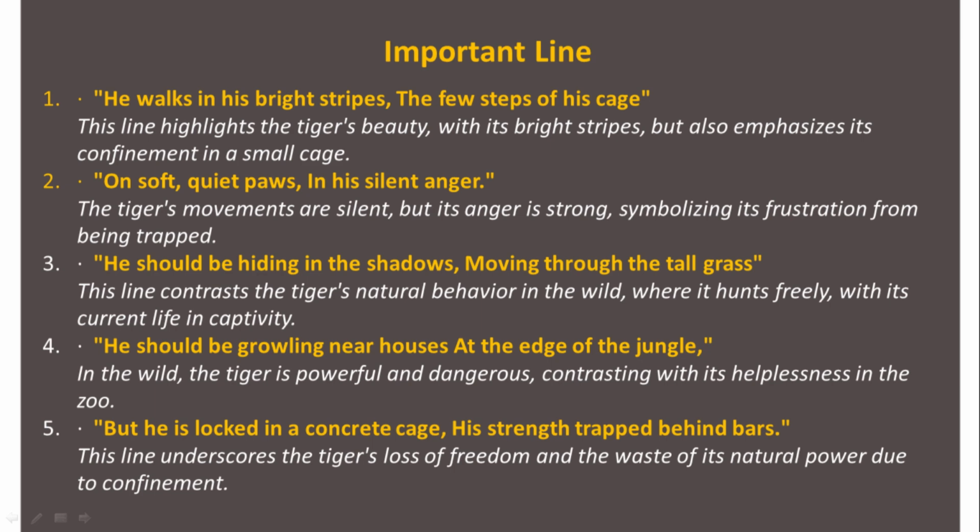He should be growling near houses, at the edge of the jungle. Here, the poet contrasts the tiger's life in the wild with its life in the zoo. In the wild, the tiger is powerful and dangerous, scaring people with its growl. But he is locked in a concrete cage, his strength trapped behind bars. This line shows how the tiger's strength and power are wasted. The concrete cage is a symbol of captivity, where the tiger can't live a natural life.